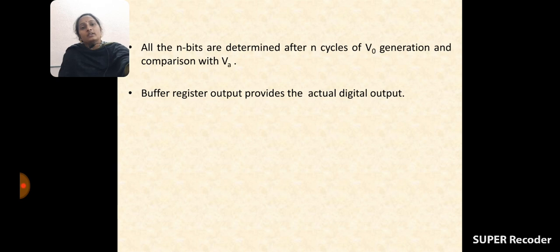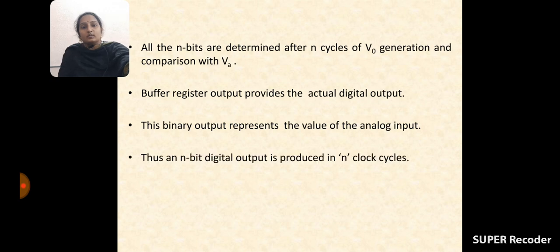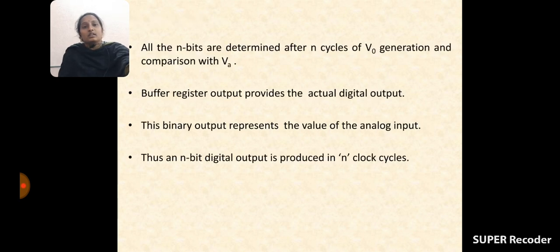Here the buffer register output provides the actual digital output. This binary output represents the value of the analog input. Thus, an n-bit digital output is produced in n clock cycles.